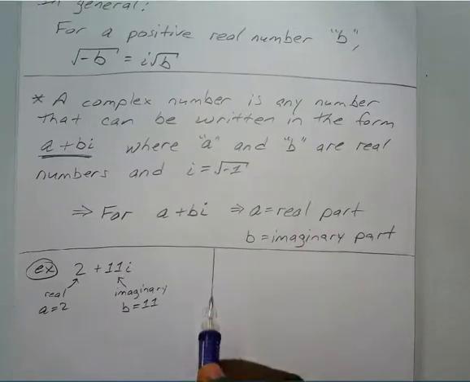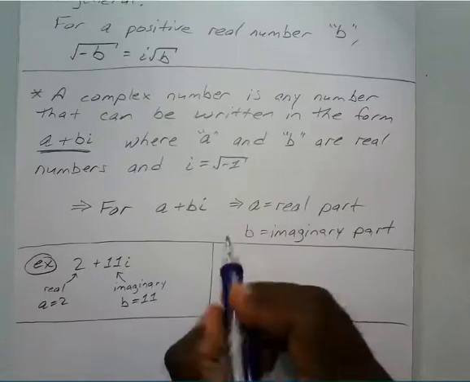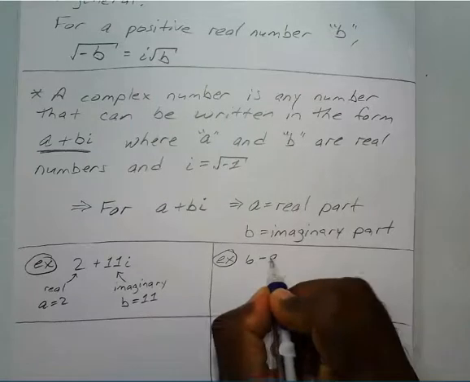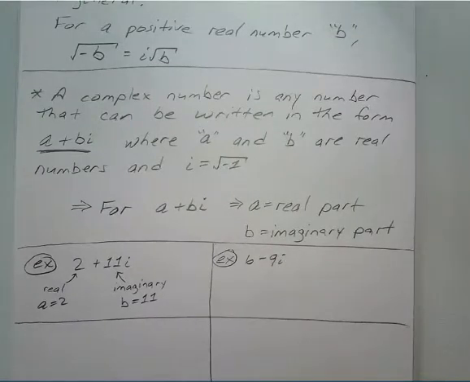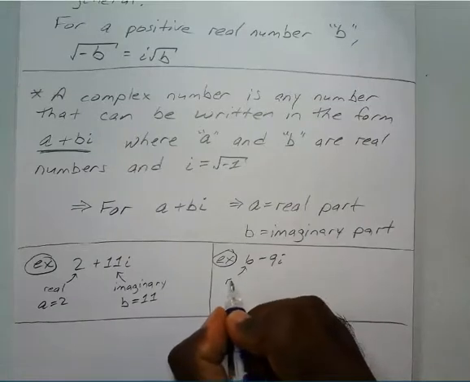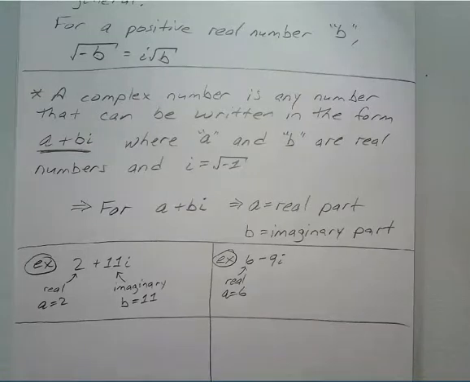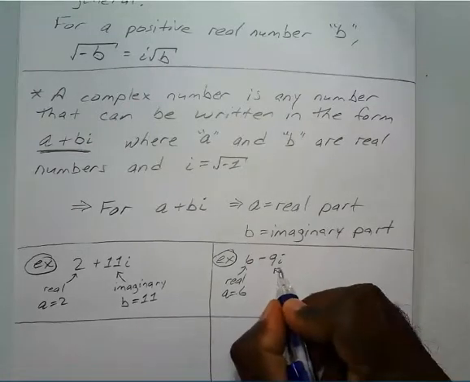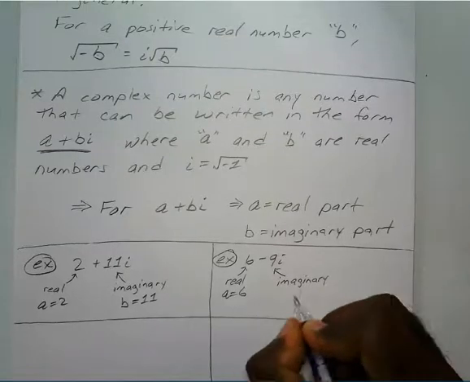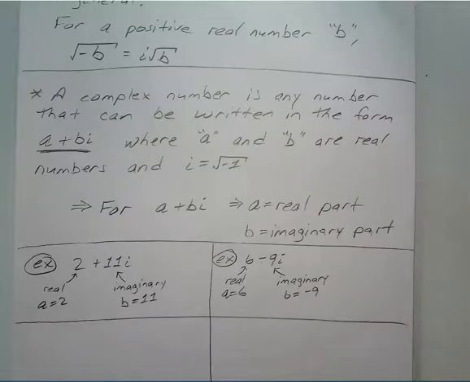Alright, what if we have the example 6 minus 9i? Okay, so in this case, the 6 will be your real part, so a would equal 6. And this would be your imaginary part. But in this case, b would equal negative 9 because of the minus sign.